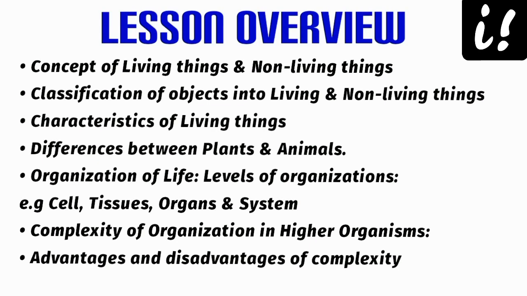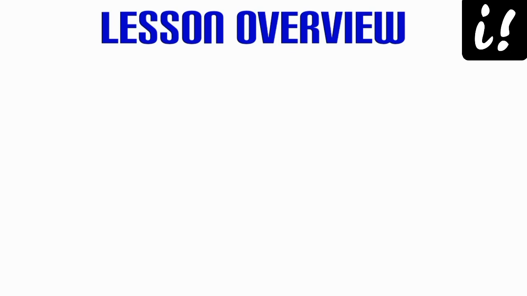In this lesson, we will cover the concept of living things and non-living things, the classification of objects into living and non-living, the characteristics of living things. Then we'll look at the differences between plants and animals. Then later we'll look at the organization of life, levels of organization, the cell, tissue, organ, and system, and the complexity of organization in higher organisms. Then lastly, we'll look at the advantages and disadvantages of complexity.